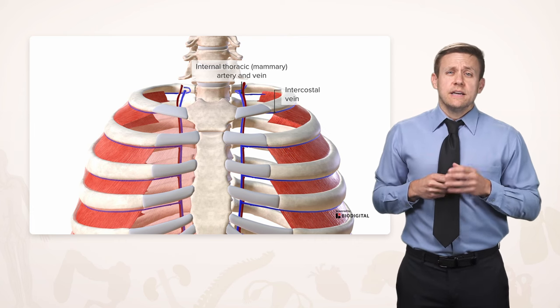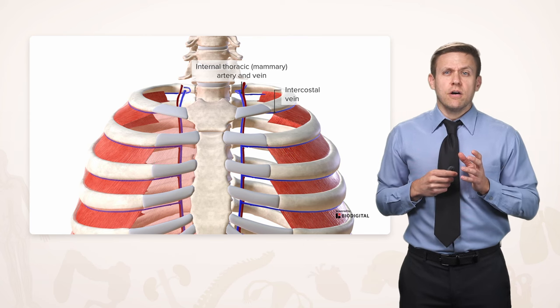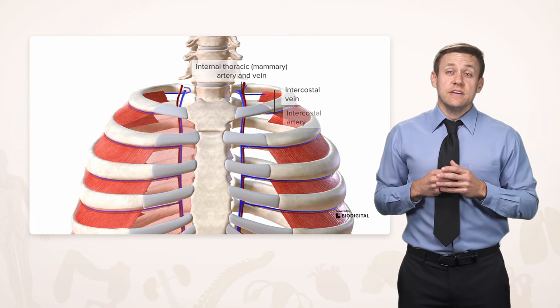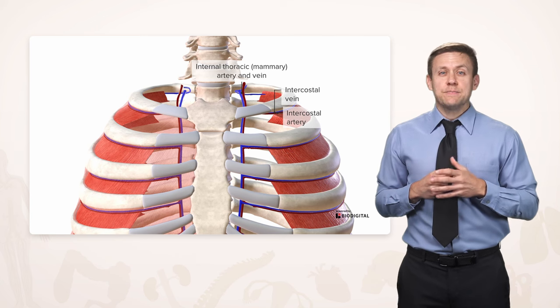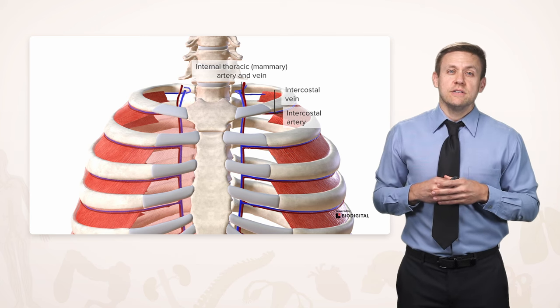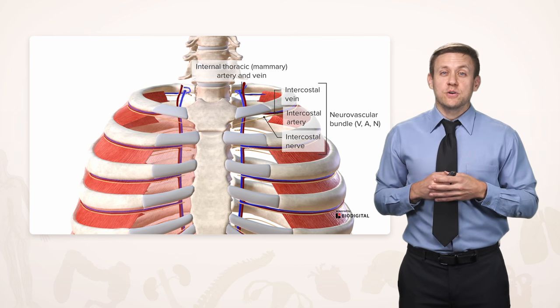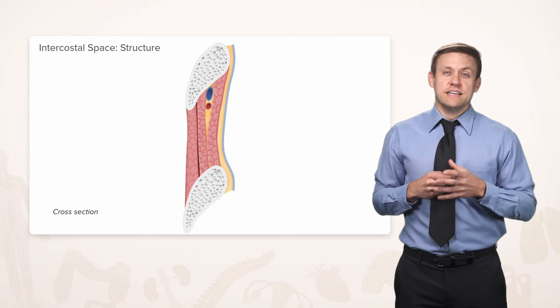Similarly, at each level, there's a branch coming off of the internal thoracic artery and running just below the intercostal vein called the intercostal artery. Finally, below that is a spinal nerve branch called the intercostal nerve. And that's our neurovascular bundle. Let's take a closer look at this bundle now in cross section.